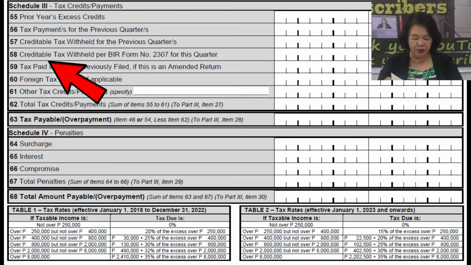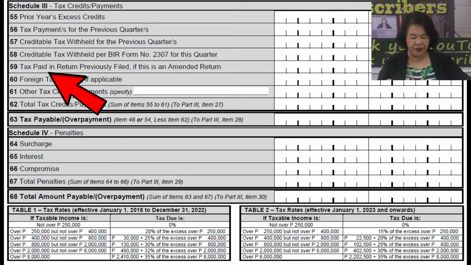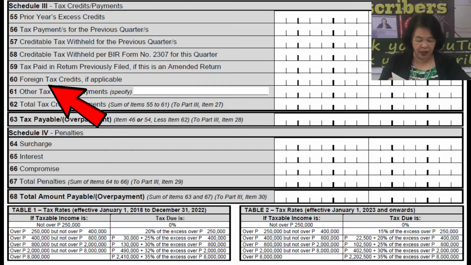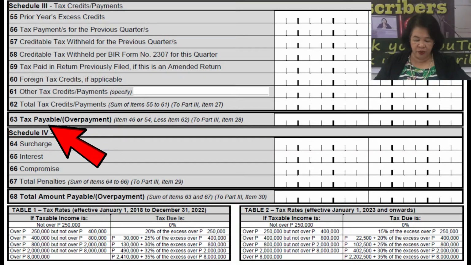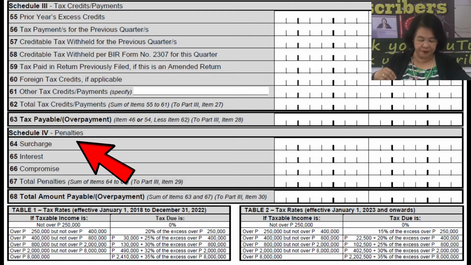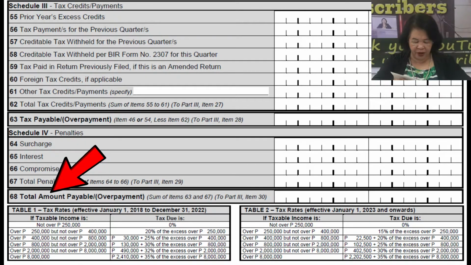And then, the creditable tax withheld per BIR form number 2307 also for this quarter. And then, the tax paid and return previously filed if this is an amended return. No? And then, you have to show also the foreign tax credits kung meron. And then the other credits or payments, and then total tax credit or payment, no? So yun yung dinideduct doon sa tax due. Tax payable or overpayment, no? Schedule 4, penalties. So charge, interest, compromise, and then the total penalties. And then total amount payable or overpayment.